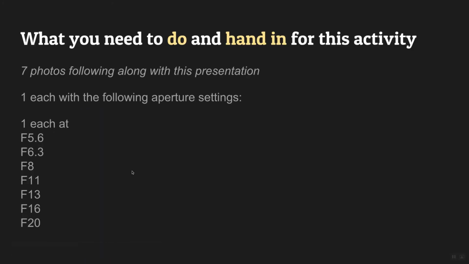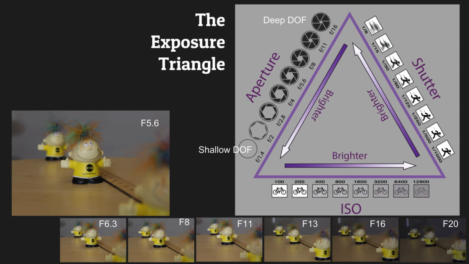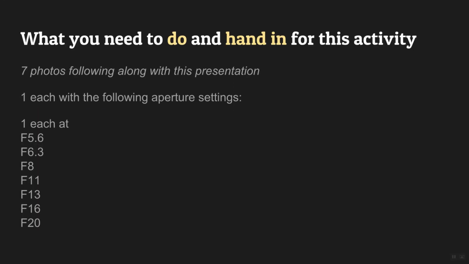Okay, so now what you need to do and hand in for this activity, you need to take 7 photos as I did, one at each of the following apertures: f5.6, 6.3, 8, 11, 13, 16, and 20. You need to put them together into a Google Slides presentation in order with labels telling me what settings you used for each of your photos. For all of your camera settings, so shutter speed, ISO, and aperture for each of those photos. And then you need to submit that in Classroom.